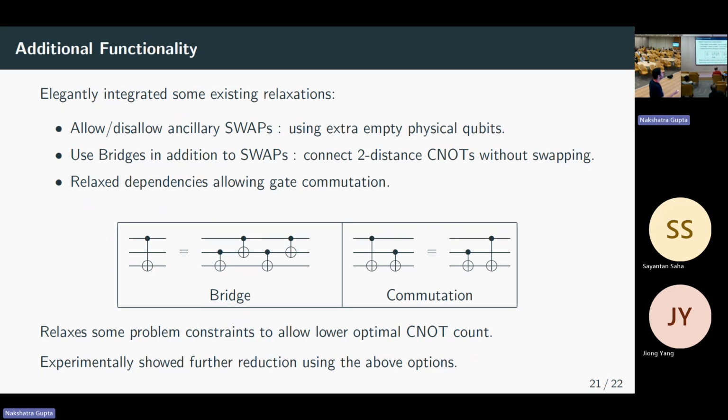And the final idea is to use gate commutation. For example, for these two CNOTs, the order doesn't matter, so you can commute them. And in some cases, you can avoid some swaps. So basically, relaxing some dependencies or these problem constraints can lower the optimal CNOT counts. So for all these options, we guarantee optimality for our encoding, assuming our encoding is correct. And we have experimentally showed that we indeed reduce the CNOT count, which is consistent with the literature.